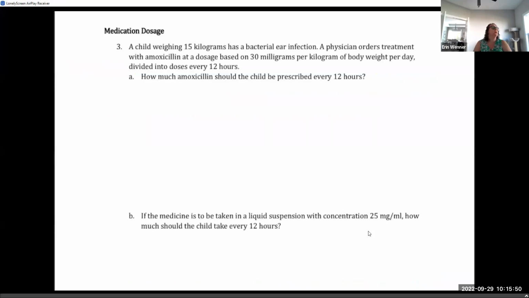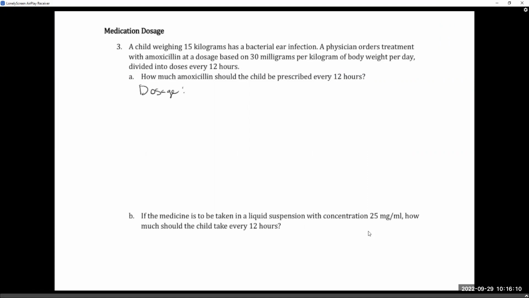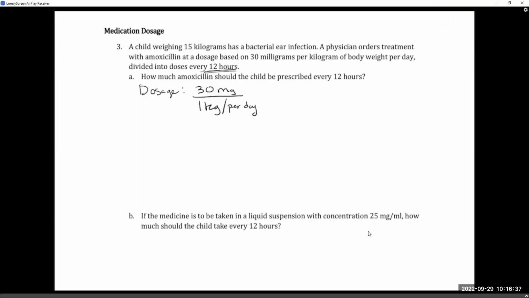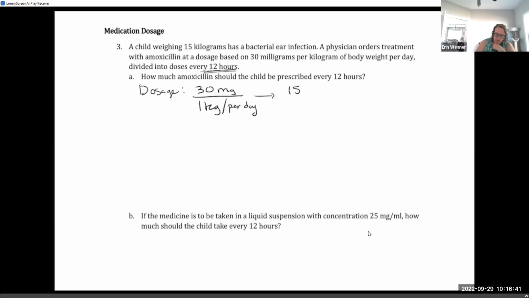Okay. So lots of information here. So we need to pick out what is important. So if we look at what is the dosage? It's 30 milligrams per kilogram per day. So we need to look at how much they should take every 12 hours. So how many hours are there in a day? 24. Right. So then every 12 hours, they only need to take 15 milligrams per kilogram per 12 hours.